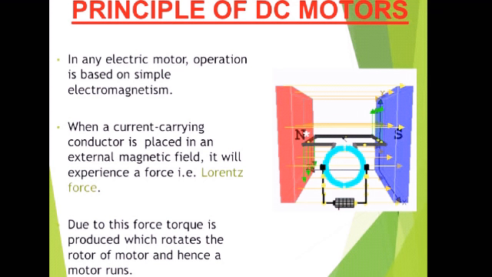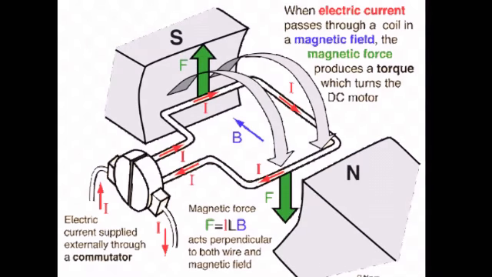Due to this force, torque is produced, and when torque is produced in any motor it works as a rotation. In the following figure we also express the principle of a DC motor. When electric current passes through a coil, a magnetic field is induced in the coil, and as its effect torque is produced in the DC motor.